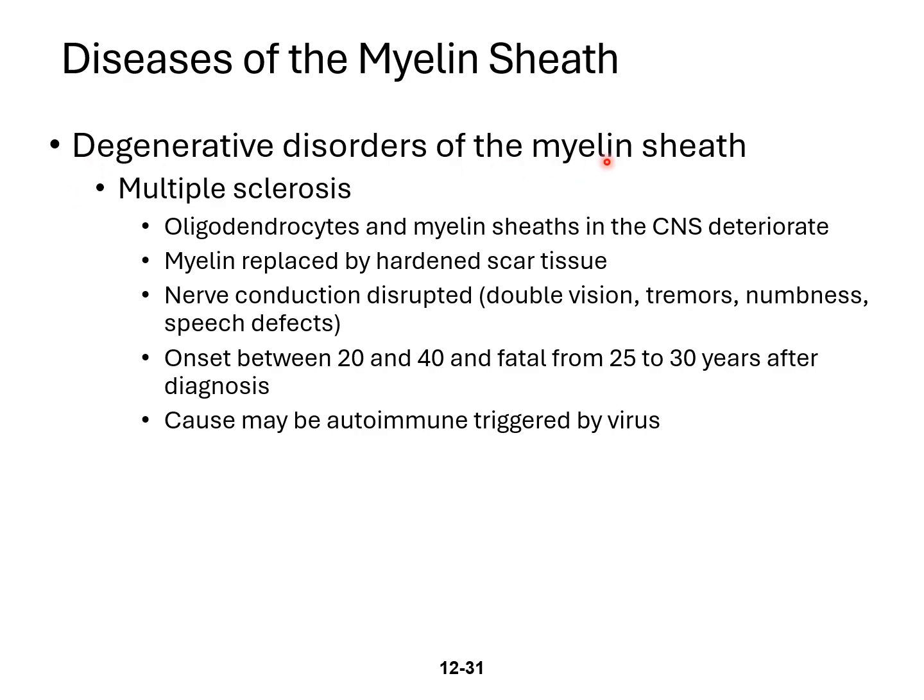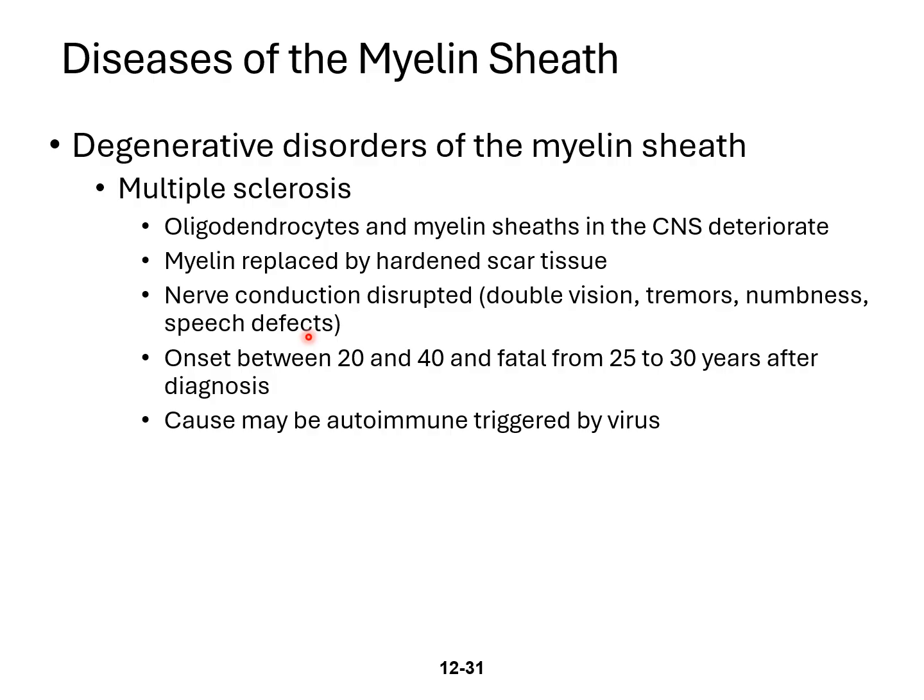So if we're looking at the myelin sheath being damaged in different parts, one of the conditions is multiple sclerosis. Oligodendrocytes and the myelin sheath in the central nervous system start to deteriorate. Myelin, instead of being replaced over and over again, is now going to be replaced by scar tissue. That's hard. It doesn't conduct the signal. It doesn't have as many lipids in it. It doesn't allow the signal to pass through it. So sometimes the nerve impulses stop. Sometimes they skip. Sometimes they get damaged. And what happens? Double vision, tremors, numbness, speech defects.